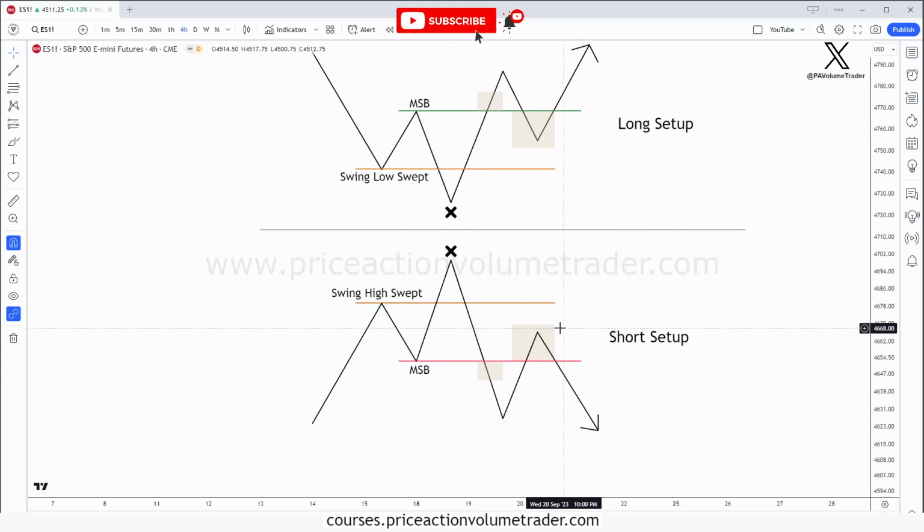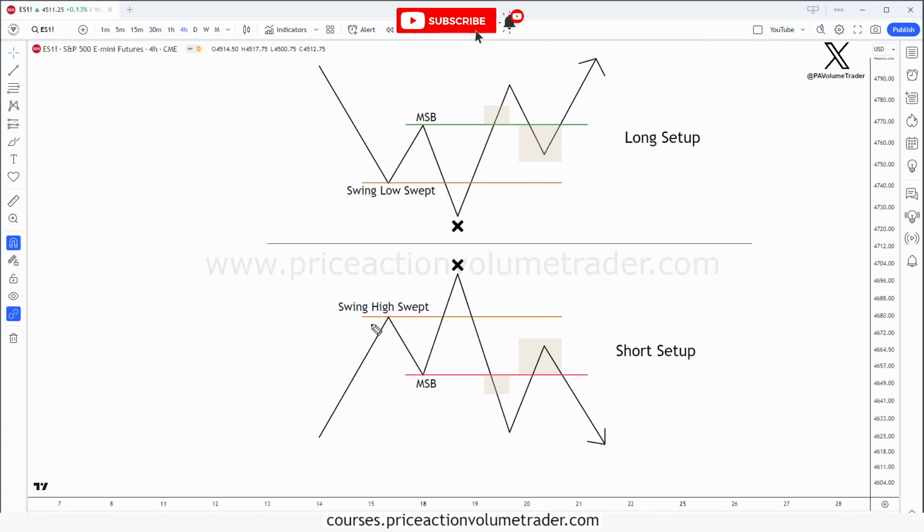And then the short setup is going to be exactly the same thing in reverse. We're going to have an uptrend, a swing high, a higher high, a higher low. The market then pushes up above this high and just comes back down. So in other words, we make a sweep of this high, we leave a wick through that level and close back below.